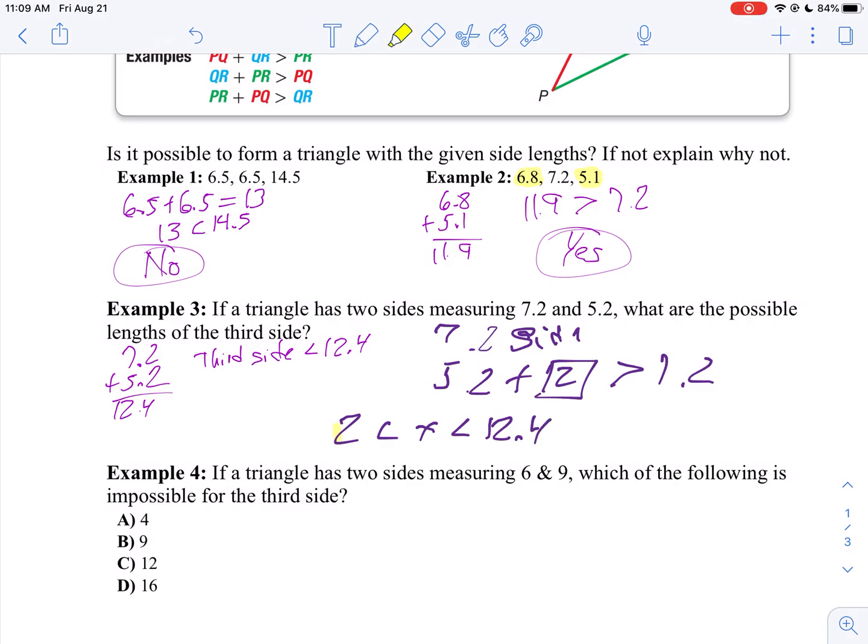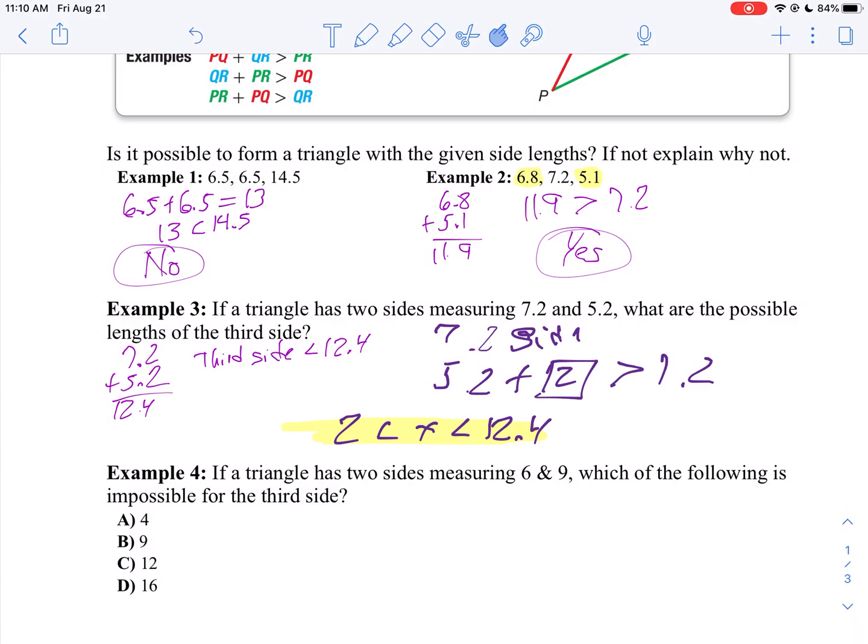Now, do you see a shortcut here, rather than doing all this work? The shortcut is add your two lengths to find the biggest side. Obviously it can't be 12.4. It has to be less than 12.4. Subtract your two lengths to find the smallest side. It's between those two. Now, it could be 2.001, but that would be an extremely obtuse triangle. Hope you realize that. So we're going to say it's between 2 and 12.4.